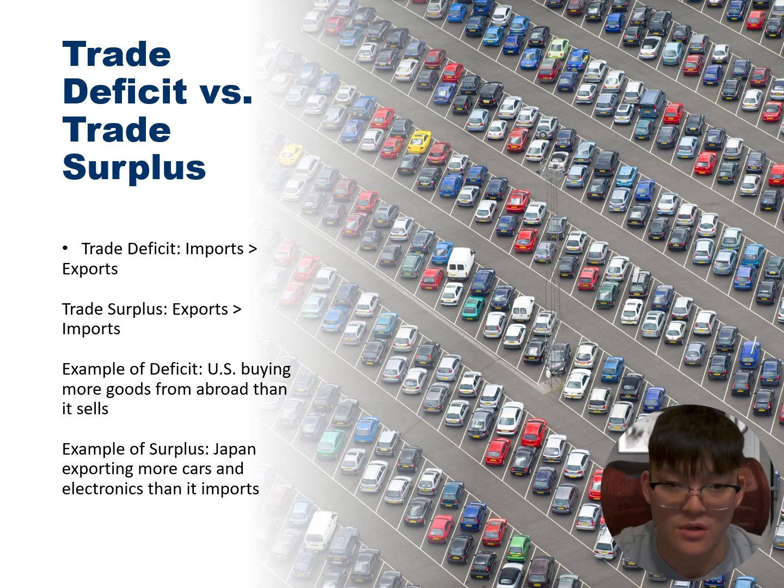These concepts are a part of the balance of payments, which helps economists understand a country's overall economic relationship with the rest of the world. Trade deficits and surpluses tell us a lot about a country's economic structure, whether it's more focused on producing goods or consuming them.